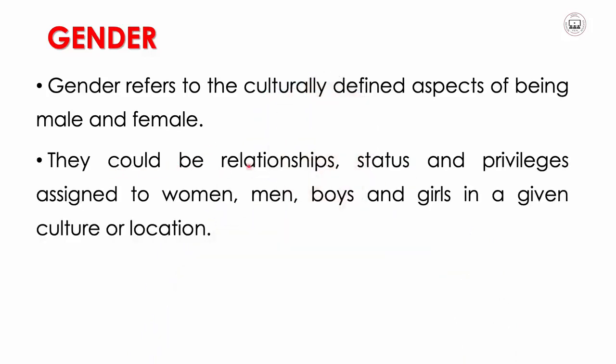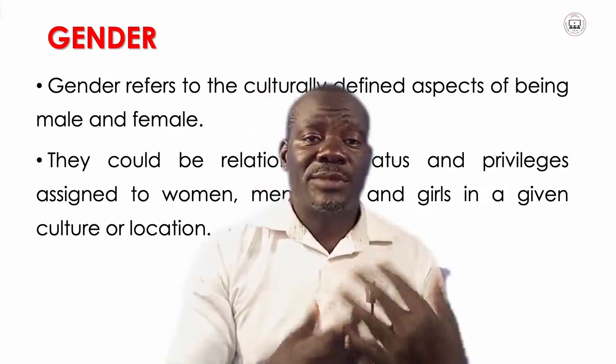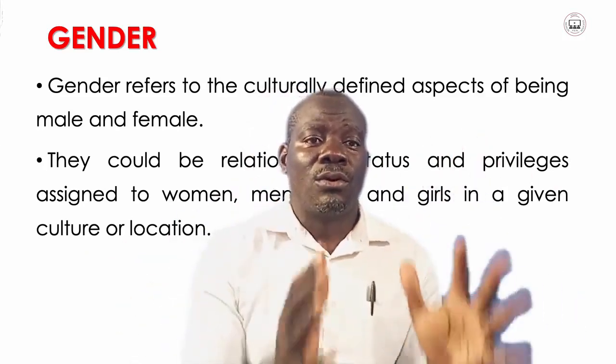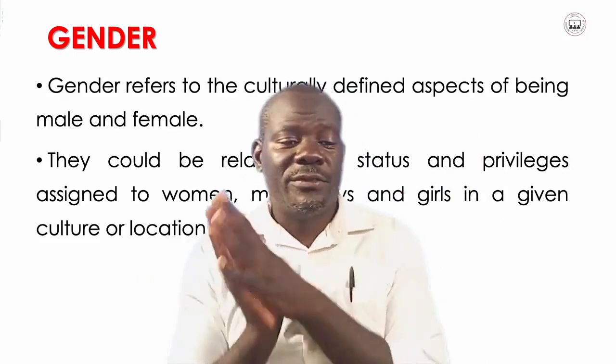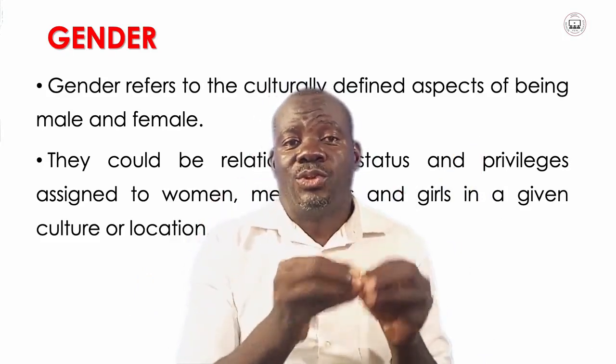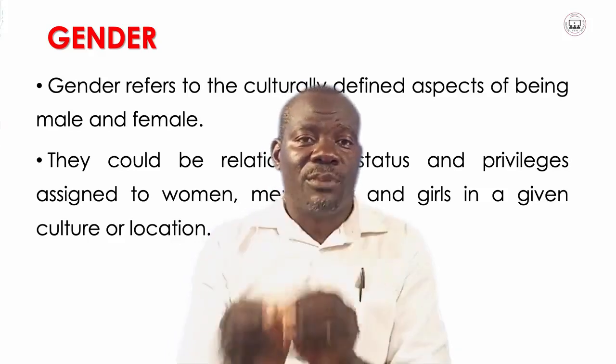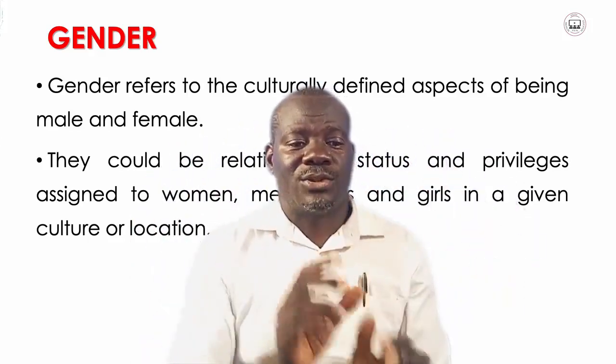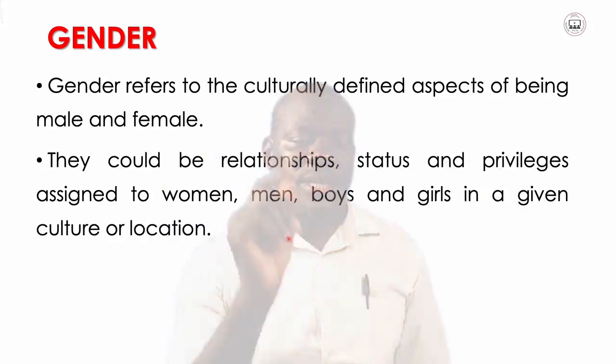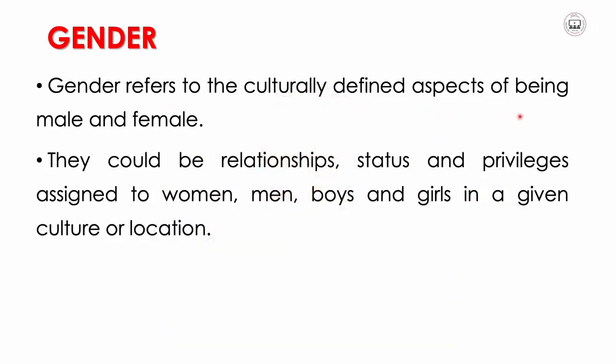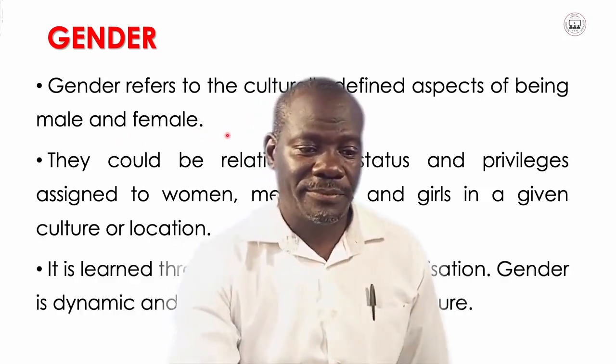There could be relationships, status, and privileges assigned to women, men, boys and girls in a given culture or location. Sometimes relationships fall into gender, as do status and privileges that can be given to men or women, girls and boys according to that culture. That is what is called gender, the culturally defined aspects of being male or female. So you have to know that.